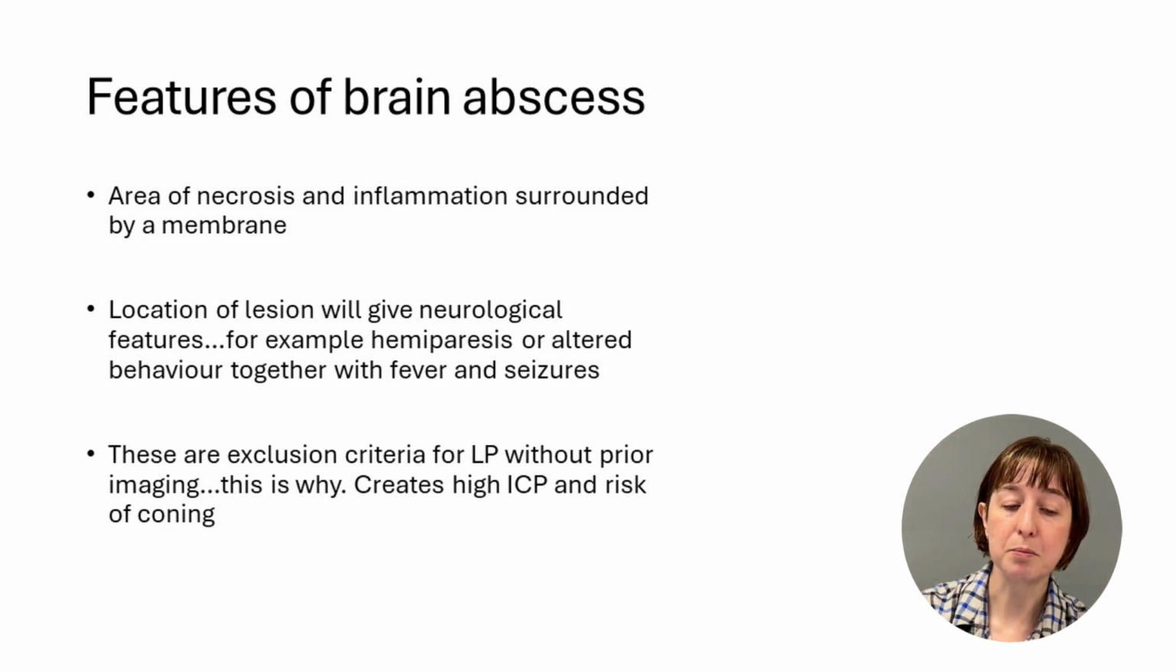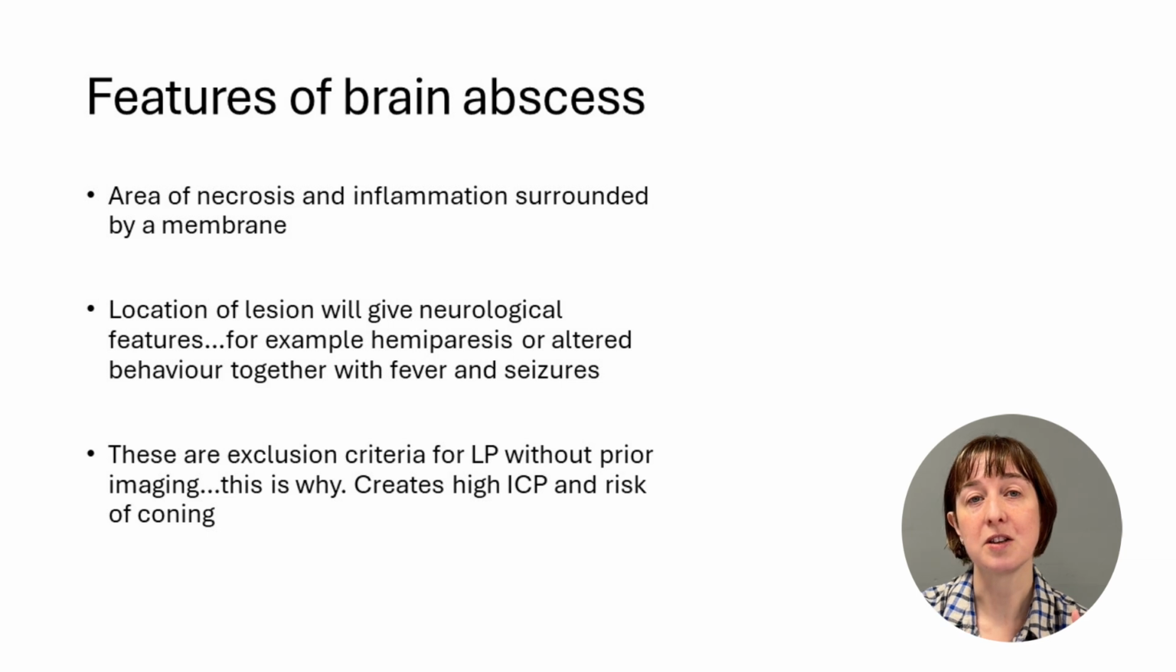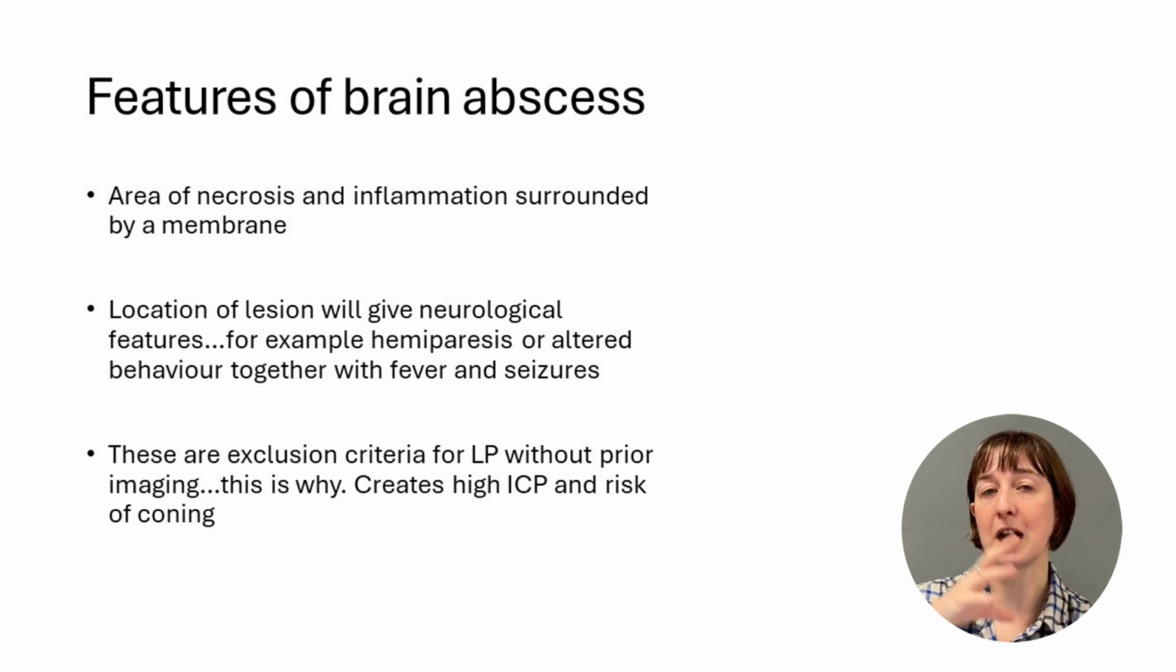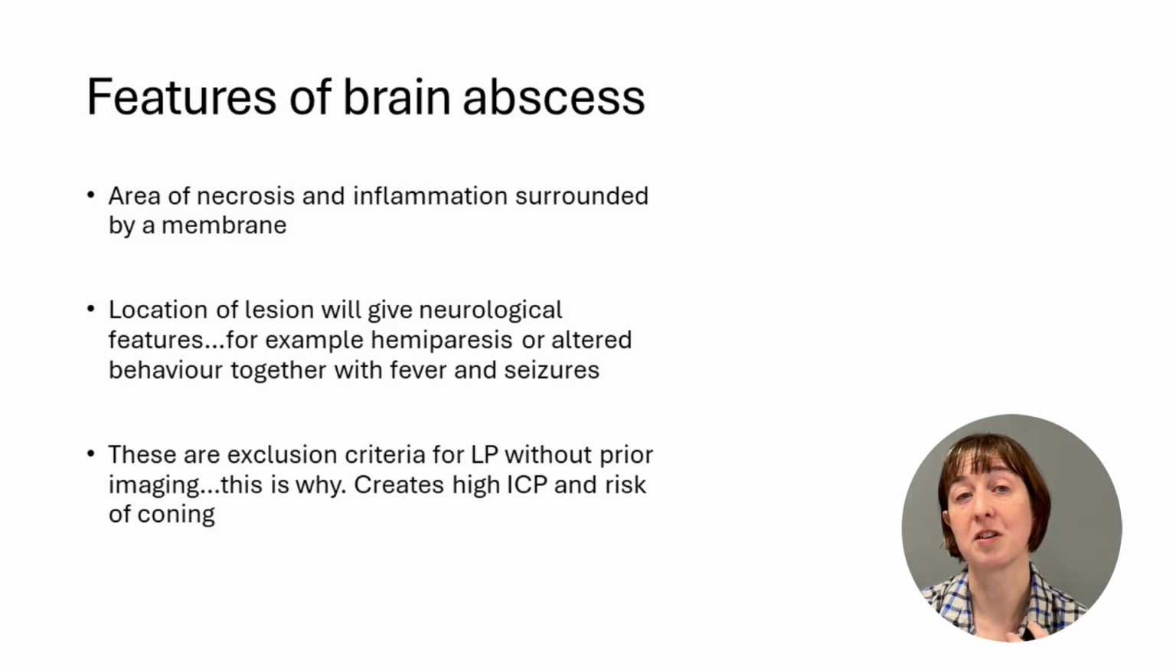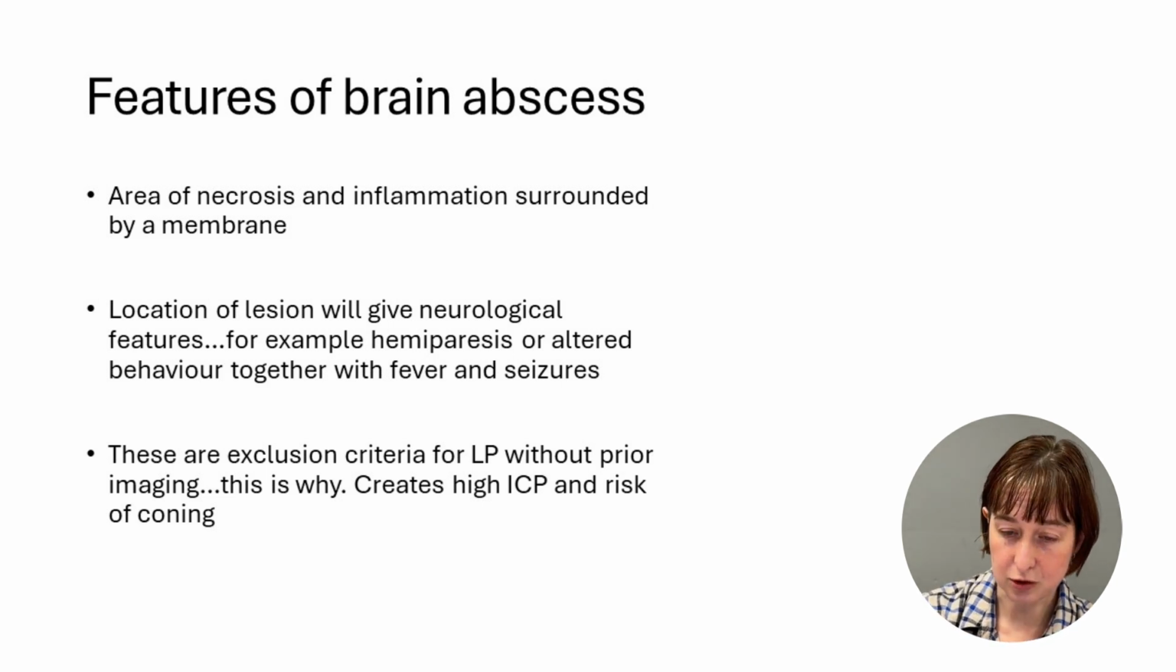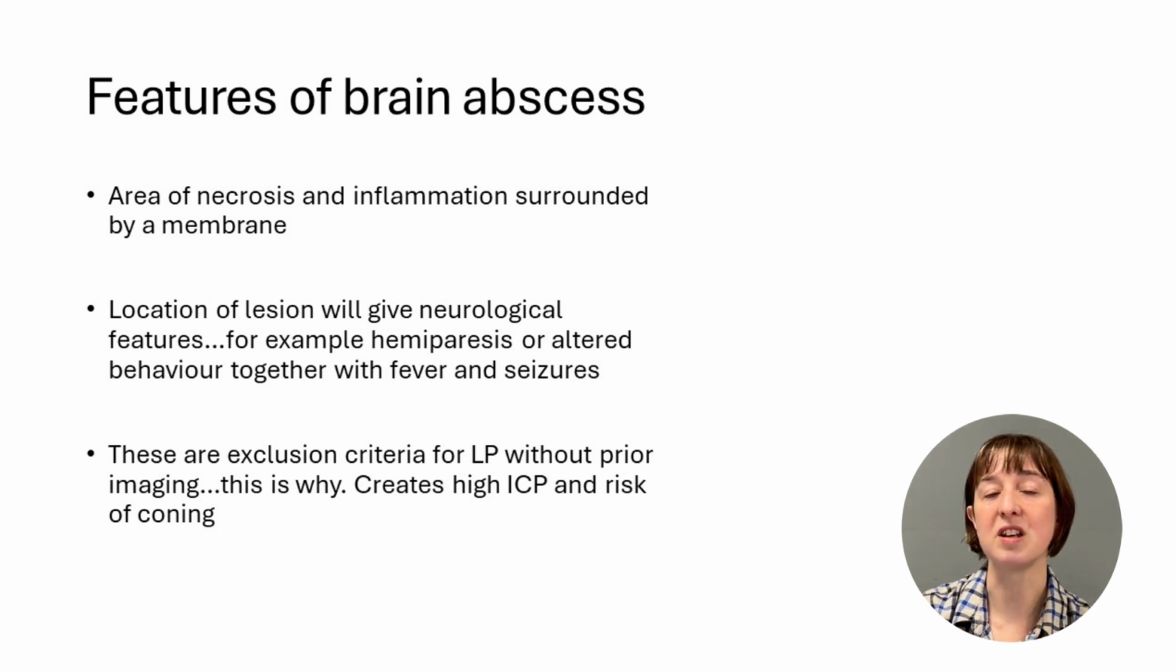So if somebody has a hemiparesis, then you might think about the abscess being in somebody's motor strip. If somebody has altered behaviour, you might think about the abscess being in the frontal lobe, but you would also see fever and seizures associated with that.